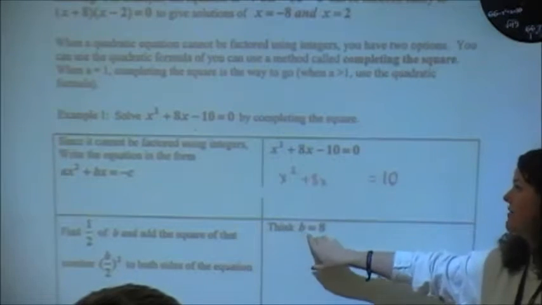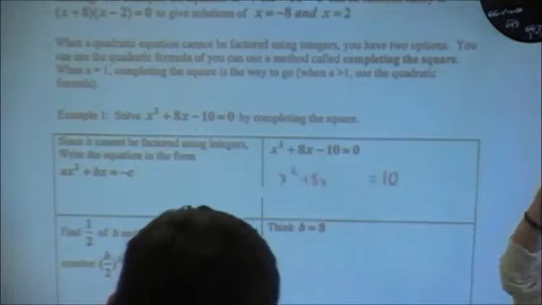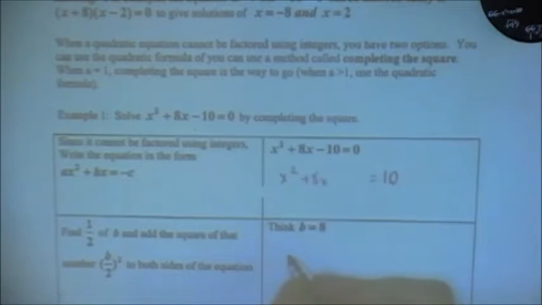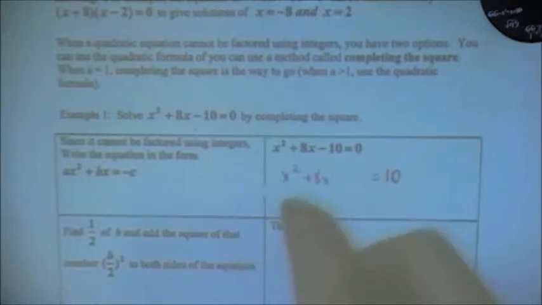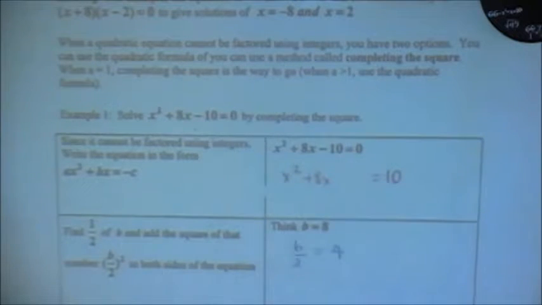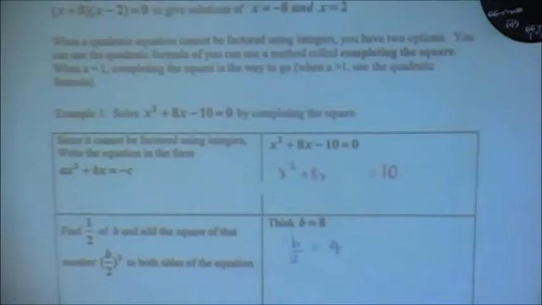You take your b value, that's this. Just like with the quadratic formula, it's the one that's with x. Half it. Now I'm going to write this step down and I'll explain why in just a minute. So I'm going to half b, which would give me 4. Now I'm going to square it. So if I square that, then I get 16. And isn't that how many yellows we added?